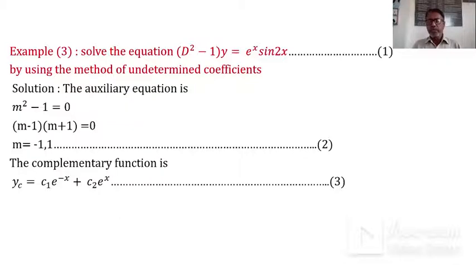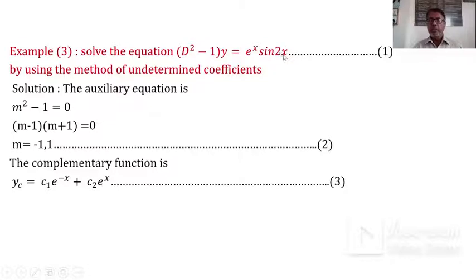This is our complementary function. Now, to find the solution of this given differential equation by the method of undetermined coefficients, we want to find another homogeneous linear differential equation with constant coefficients whose particular solution is e to the power x into sine 2x. Now we want to find that homogeneous differential equation.